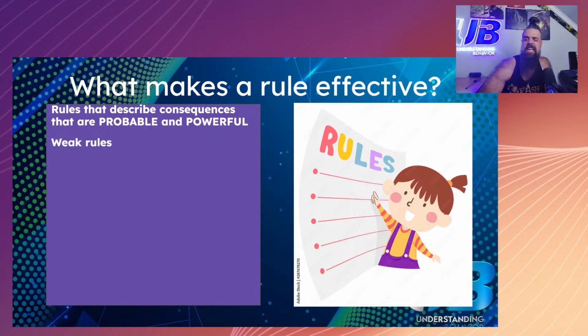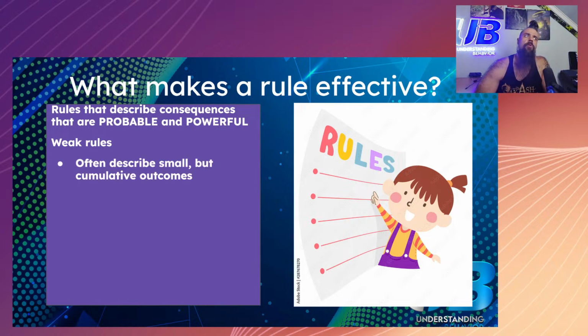When we have weak rules, they describe either small but cumulative outcomes or improbable outcomes. An example of this would be if I eat an ice cream every day, I'm going to get a little bit fatter. So that's a weak rule, just because it's very small and really cumulative. That's a lot of ice cream I can eat before I really start seeing the effects of that.